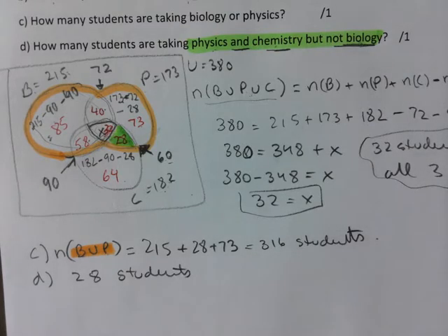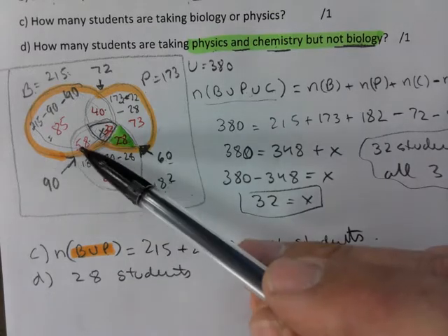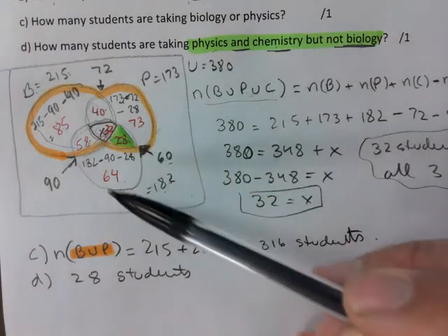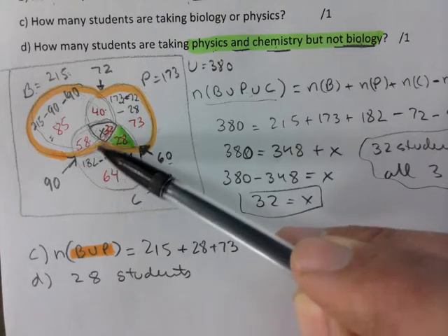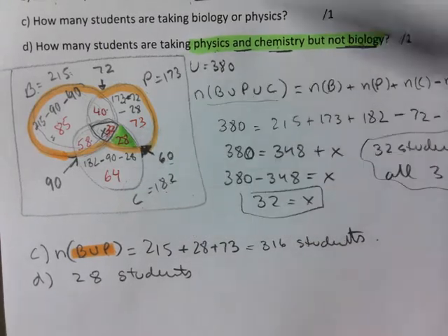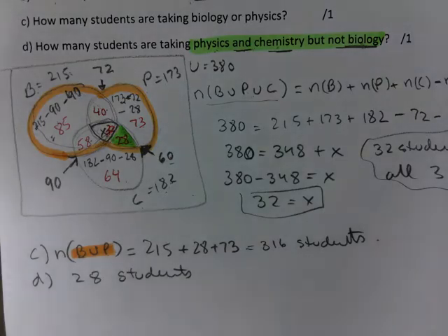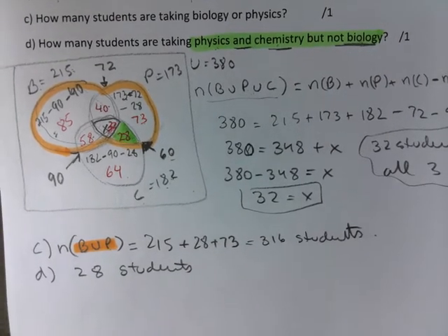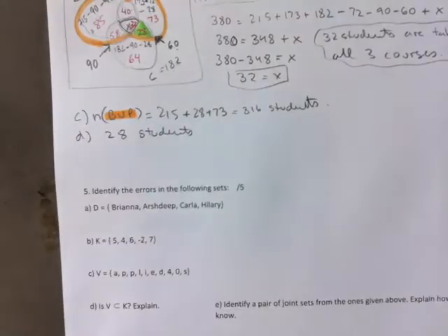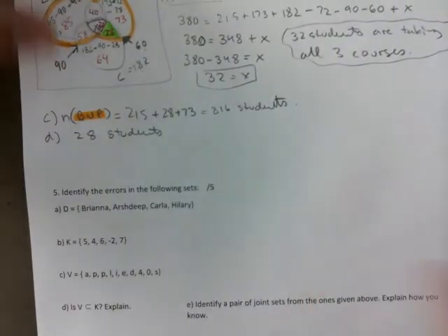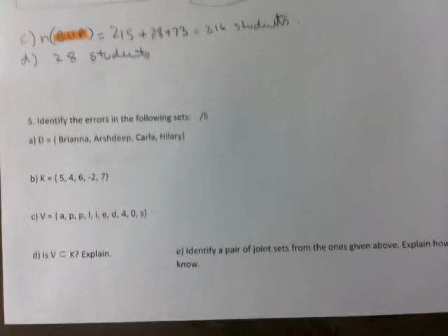Okay, 28 students would be considered taking both. So the 58 here would be taking bio and chem, but not physics, would be 58. Right? So you got to be careful there with the wording. All right, so that's that. I'm going to do another one in the notes coming up. So let's quickly finish the rest here.